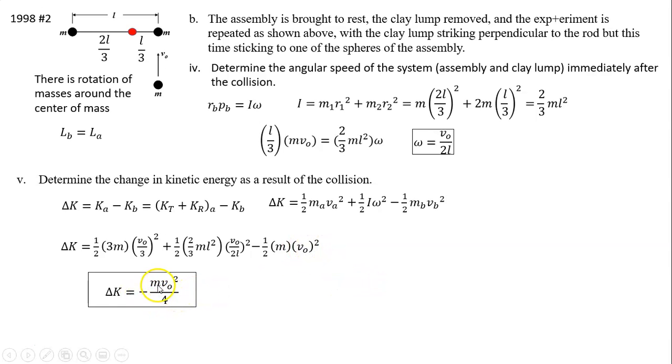You should have negative mv naught squared over 4 again, because collision is inelastic, so some of the kinetic energy is converted into other types of energy. Most likely it's the heat.